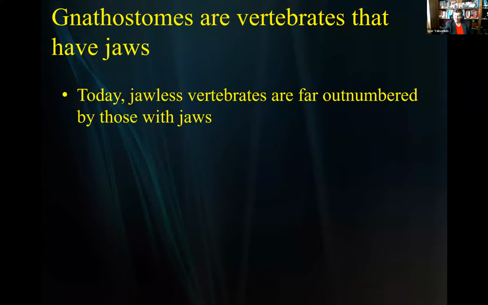So now gnathostomes. Gnathostomes are fish with a jaw. Jawless vertebrates are, of course, far outnumbered because the jaw was a very important evolutionary advantage, not only to cut the prey with the teeth, but also to grab it and hold on to it and then slowly devour it.